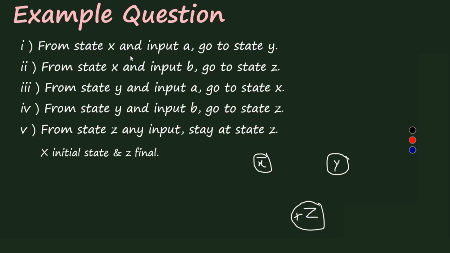From state X, input A goes to Y. Okay, like this, passing the letter A. From X, input B goes to Z. And third, from state Y, input A goes to state X, and from state Y, input B goes to Z.